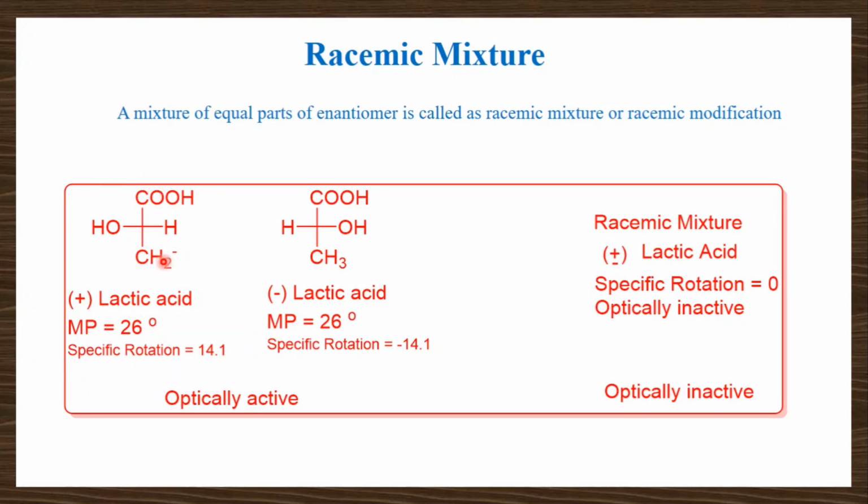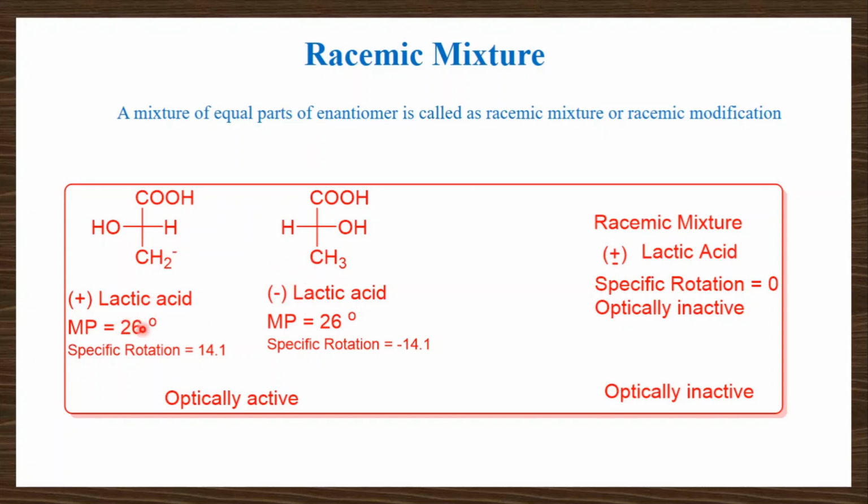To understand what a racemic mixture is, first let's see what an enantiomer is. This is a pair of enantiomers of lactic acid: this is plus lactic acid and this is minus lactic acid, because these two are non-superimposable mirror images of each other. One rotates the light to the right hand side and one rotates it to the left. Plus means right hand side, dextrorotatory. Minus means levorotatory; it rotates the light to the left hand side.